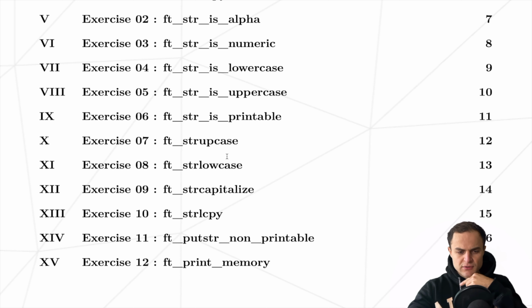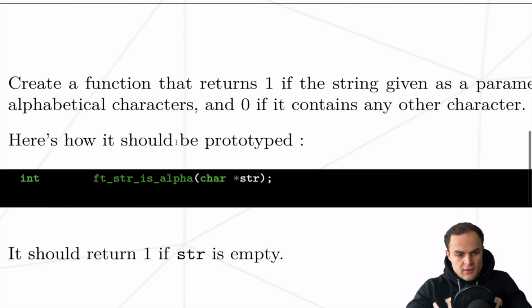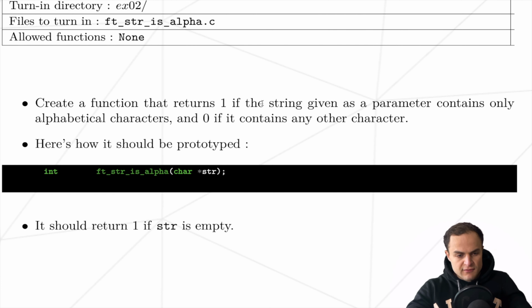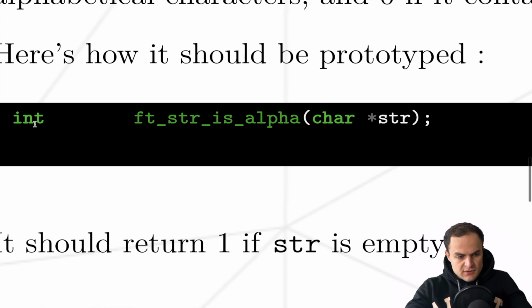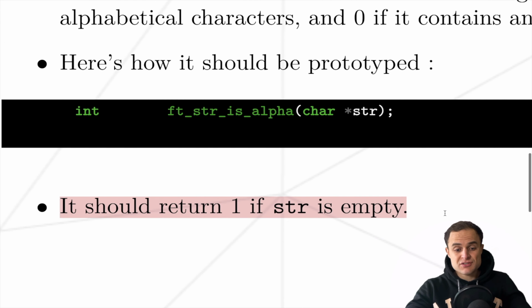So we're gonna tackle the first, and by domino effect, we're gonna understand all the other ones. The very first one is str is alpha. We have to create a function that returns 1 if the string given as a parameter contains only alphabetical characters, and 0 if it contains any other character. All right, pretty easy. This is gonna be the prototype of the function, so it's gonna return me an integer and takes as an input char star, namely a string. It should return 1 if the string is empty.